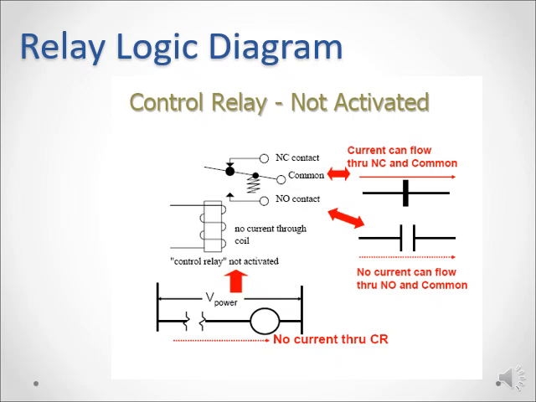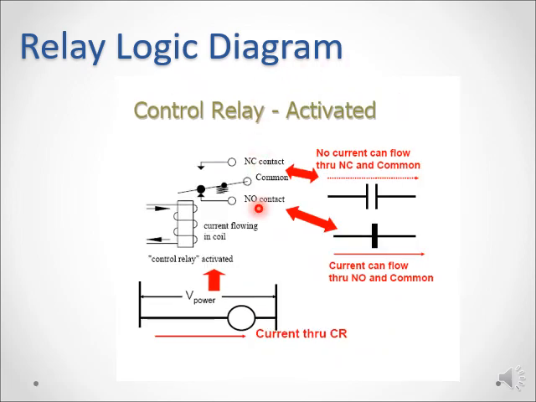Okay, now let's move on to the next slide. Let's say if you energize this coil, normally closed will become open in that case, and normally open will become closed. So this is the example of the system control relay.